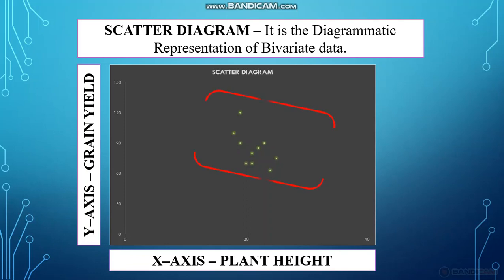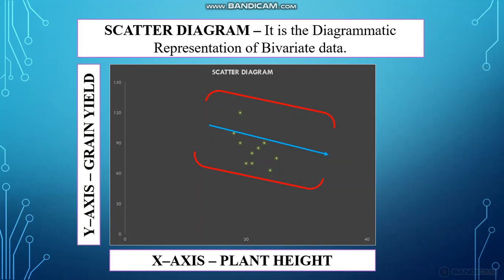Here you can see the dotted points, which are the data points. In these data points, if we draw a line through them like this, the line is decreasing. The line is moving from top to bottom.